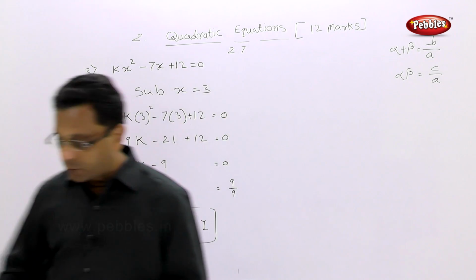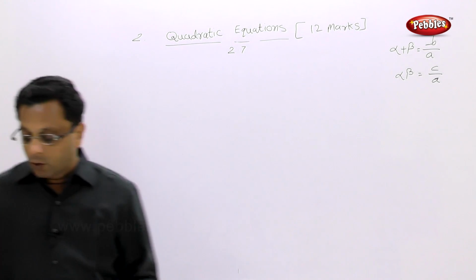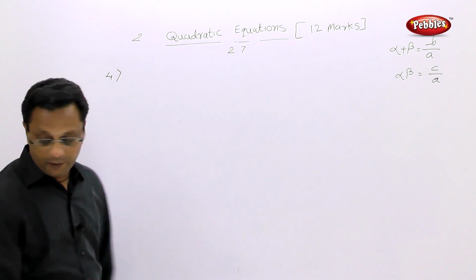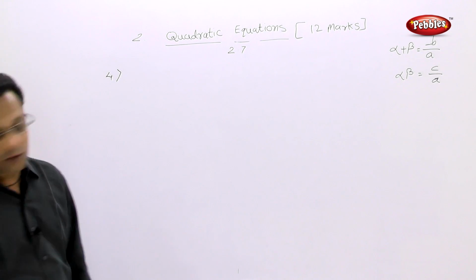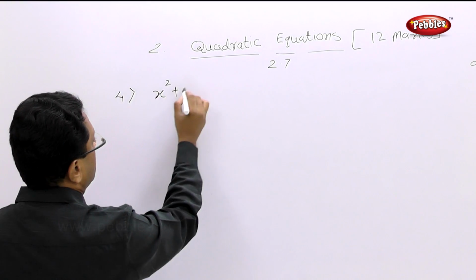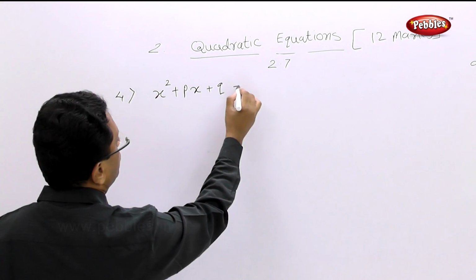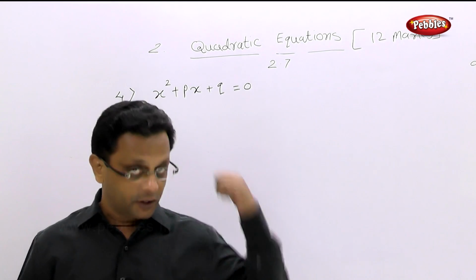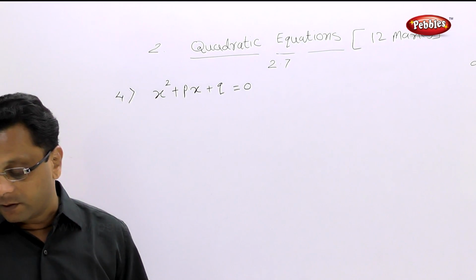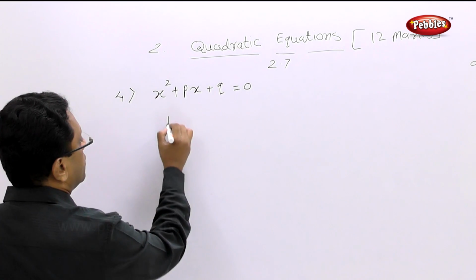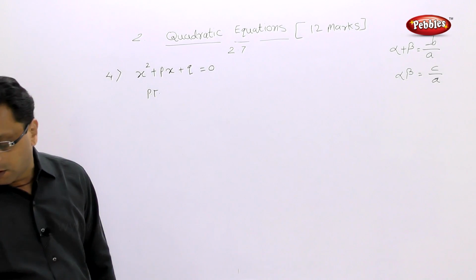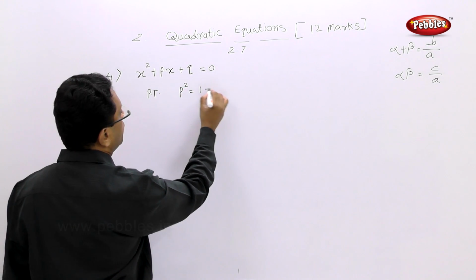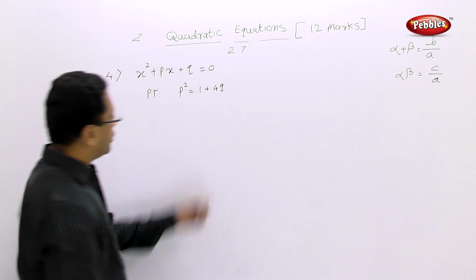Okay, let us see the fourth problem. This is the fourth problem of 2.7: x square plus px plus q equal to 0. If the roots of this quadratic equation differ by 1, prove that p square is equal to 1 plus 4q. We have to prove this.